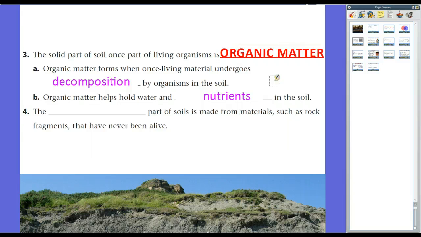Now, the inorganic parts of soil are made from materials such as rock fragments that have never been alive. Of course, inorganic means it's not organic, organic meaning having carbon-based molecules in it. So sediments, remember, are made of minerals which are inorganic. That's the big difference between the two: soil includes organic matter, whereas sediments do not.